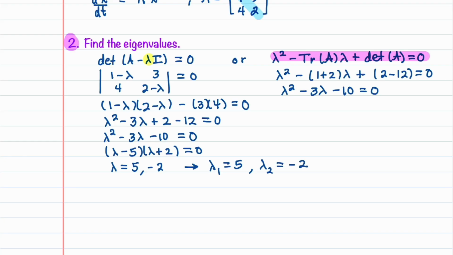Now, before we go to step 3, we have to look at these eigenvalues and note what type they are. These are distinct real eigenvalues. Knowing this is going to enable us to choose the correct form for the solution.